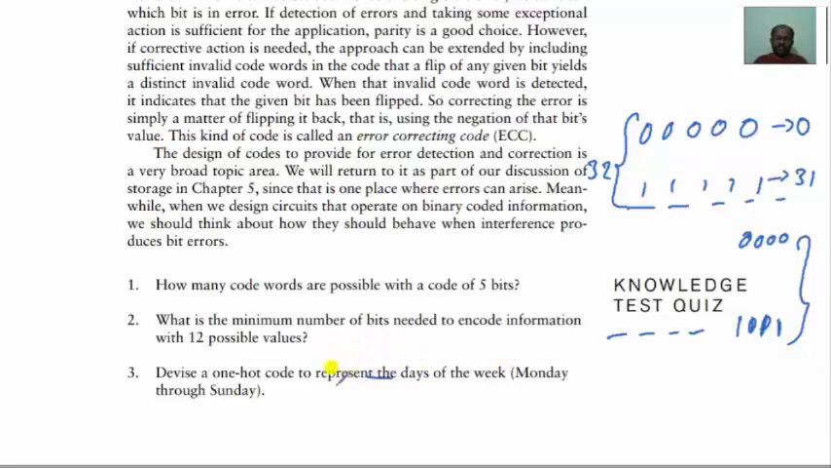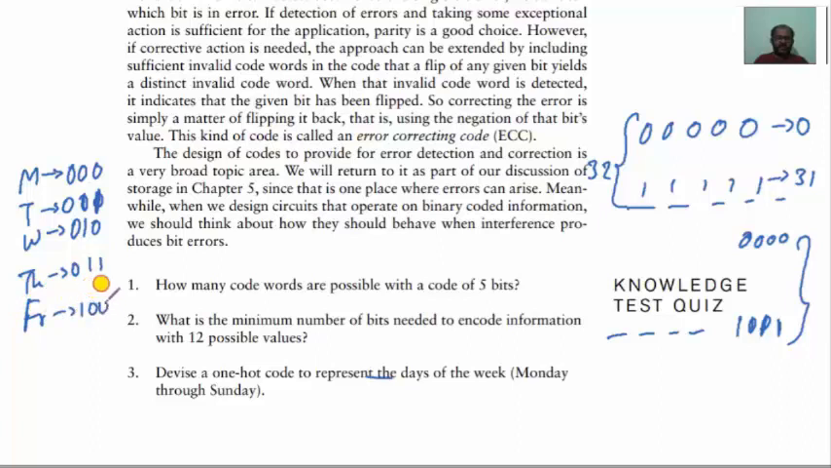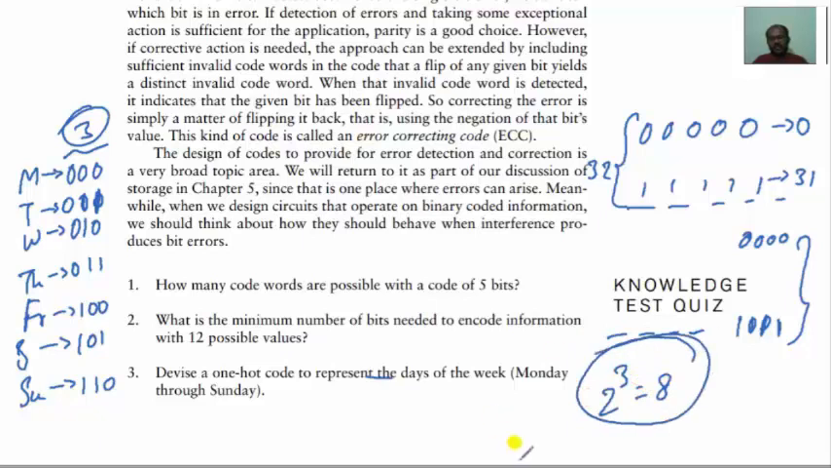One more question they have given: devise a code to represent the days of the week, Monday to Sunday. So there are totally 7 days. Monday I am going to encode as 000. Tuesday as 001. Wednesday as 010. Thursday as 011. Friday as 100. Saturday as 101. Sunday as 110. So I need 3 bits. If I have 3 variables, then I can represent 8 combinations.